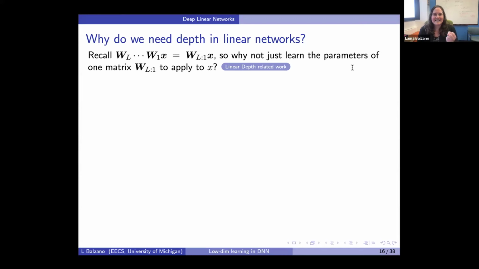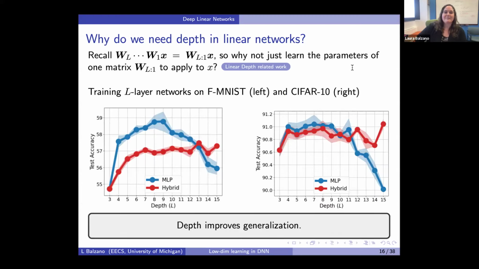But the key point that all that research makes is that the depth gives implicit bias towards simple or low rank solutions. And that depth and that bias improves generalization.